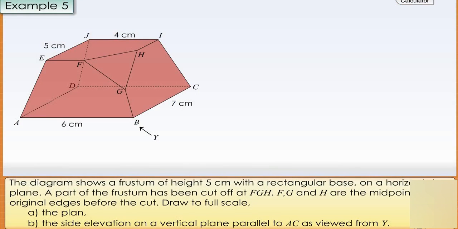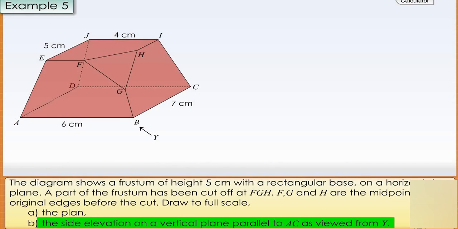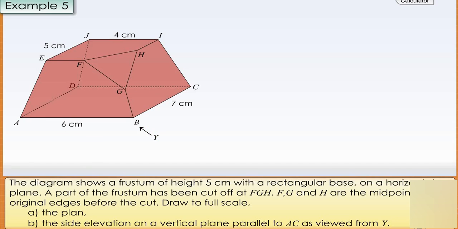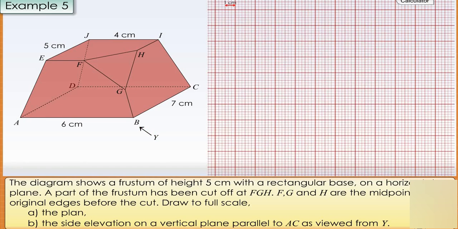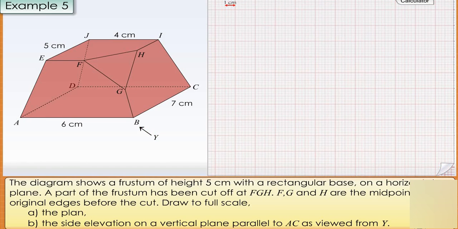Example 5. The difference in this question compared to the previous ones is that the side elevation is now on a vertical plane, which is parallel to the diagonal AC as viewed from Y. Hence, we will need to place the plan and elevations differently this time.